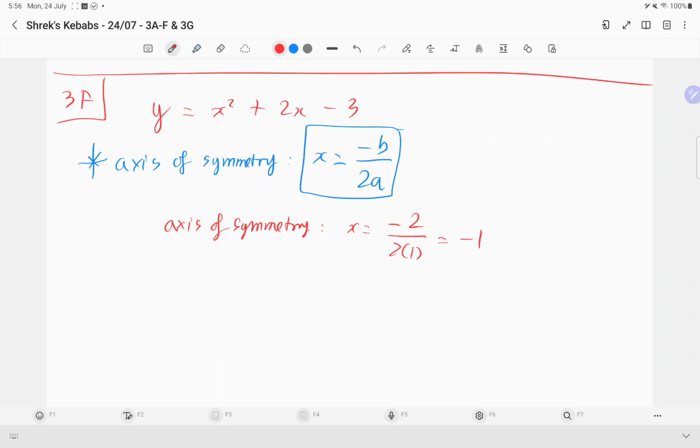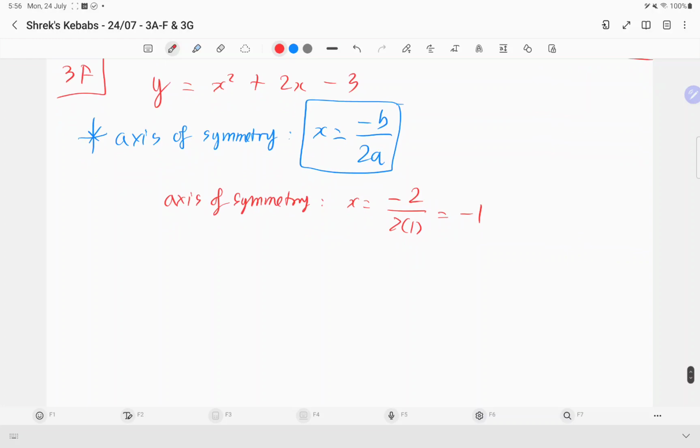Okay, so that's the axis of symmetry. Now, remember the axis of symmetry is the idea that when you have a parabola, it will cut through the turning point, right? And then this line is the axis of symmetry. So how do we find the turning point from the axis of symmetry?